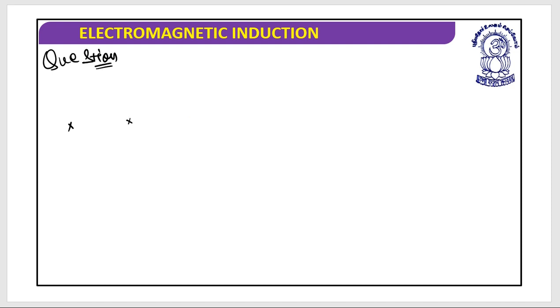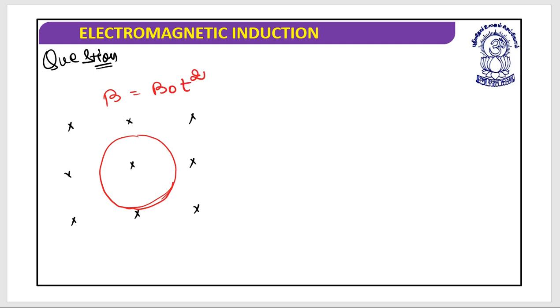Let's suppose the question is something like this. Here initially we are going to discuss only and only the direction of induced electric current. So have your mind ready and let's work with me. Let's suppose a circular coil is given and a magnetic field is given. This magnetic field is B = B naught t squared.